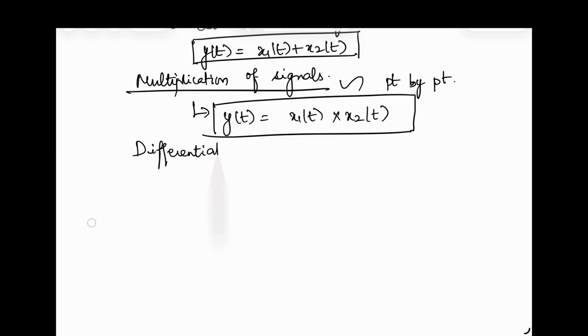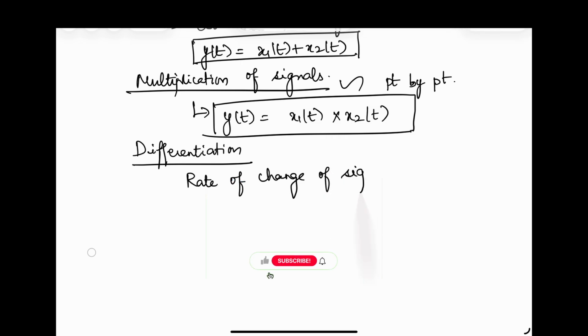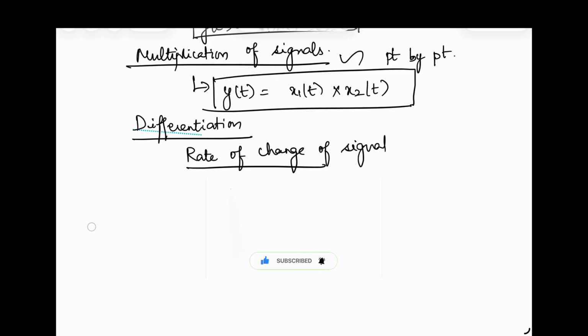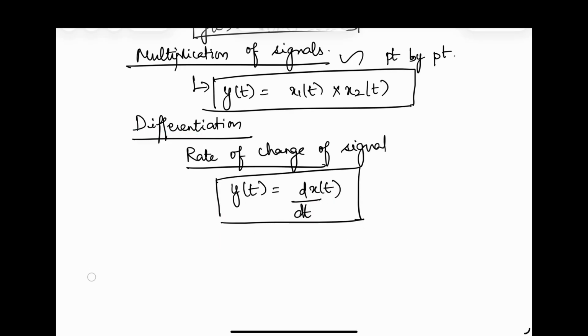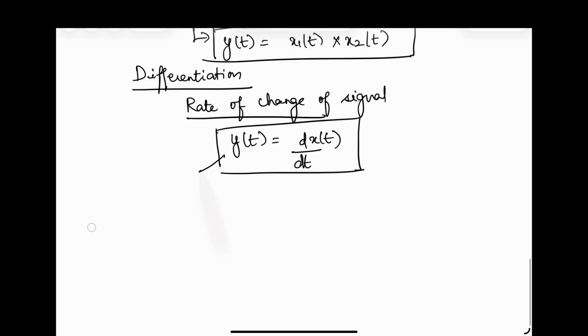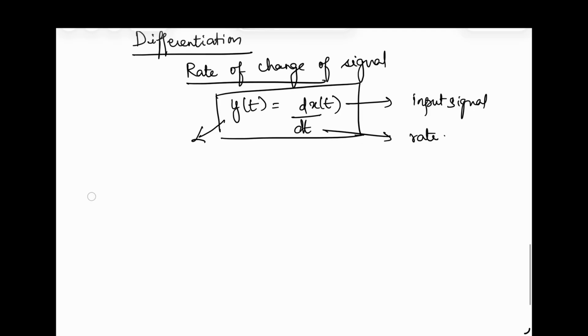When I talk about differentiation on signals, what is actually differentiation? You are going to find out the rate of change of the signal. When I say rate of change, obviously it is with respect to the parameter time. So y of t is equal to d by dt of x of t, where y of t is the output signal, x of t is the input signal, and d by dt is the rate of change with respect to time.